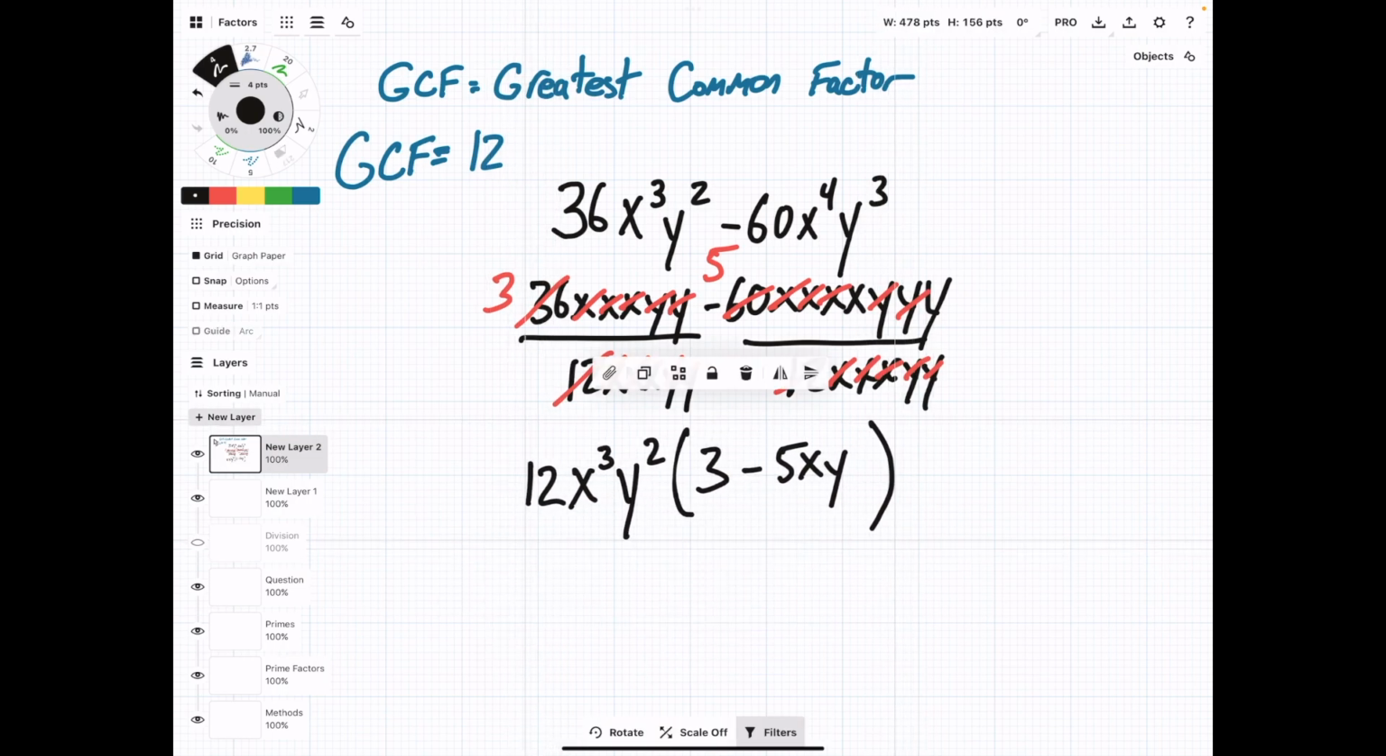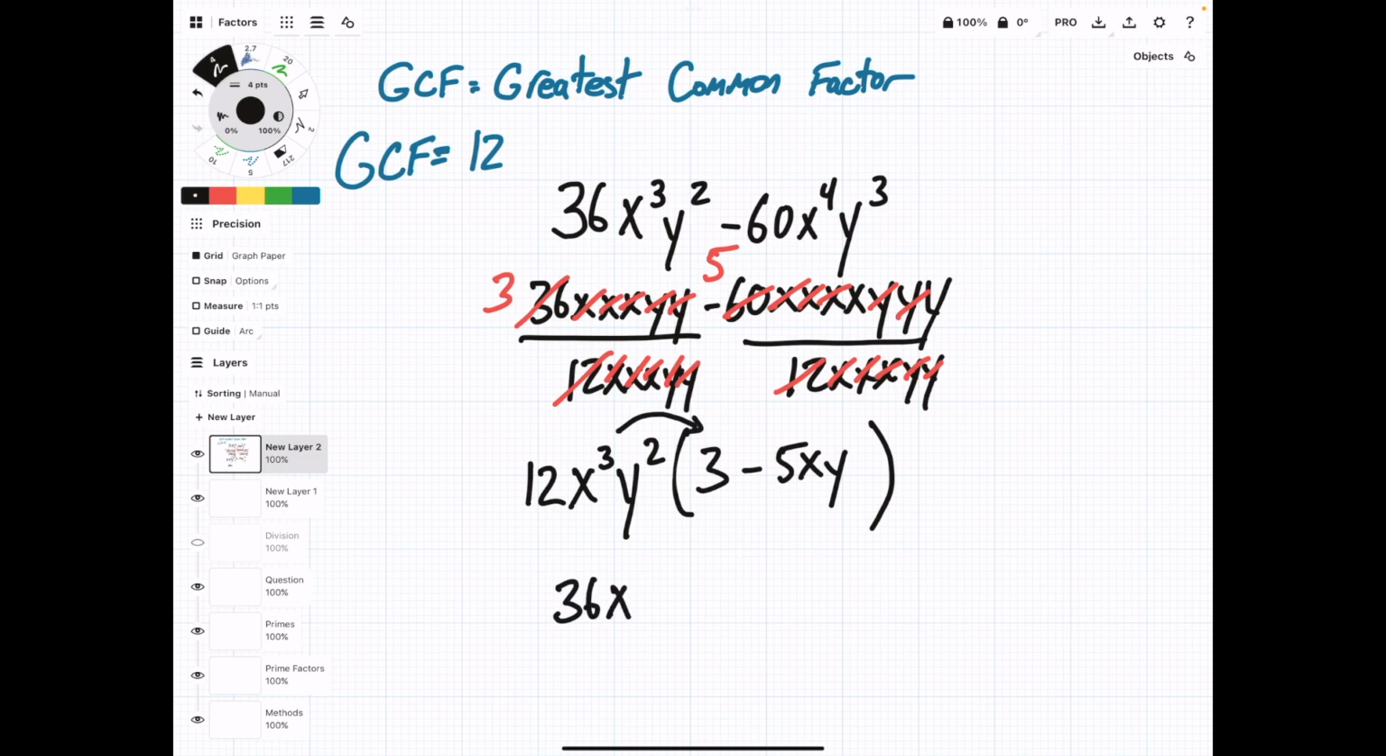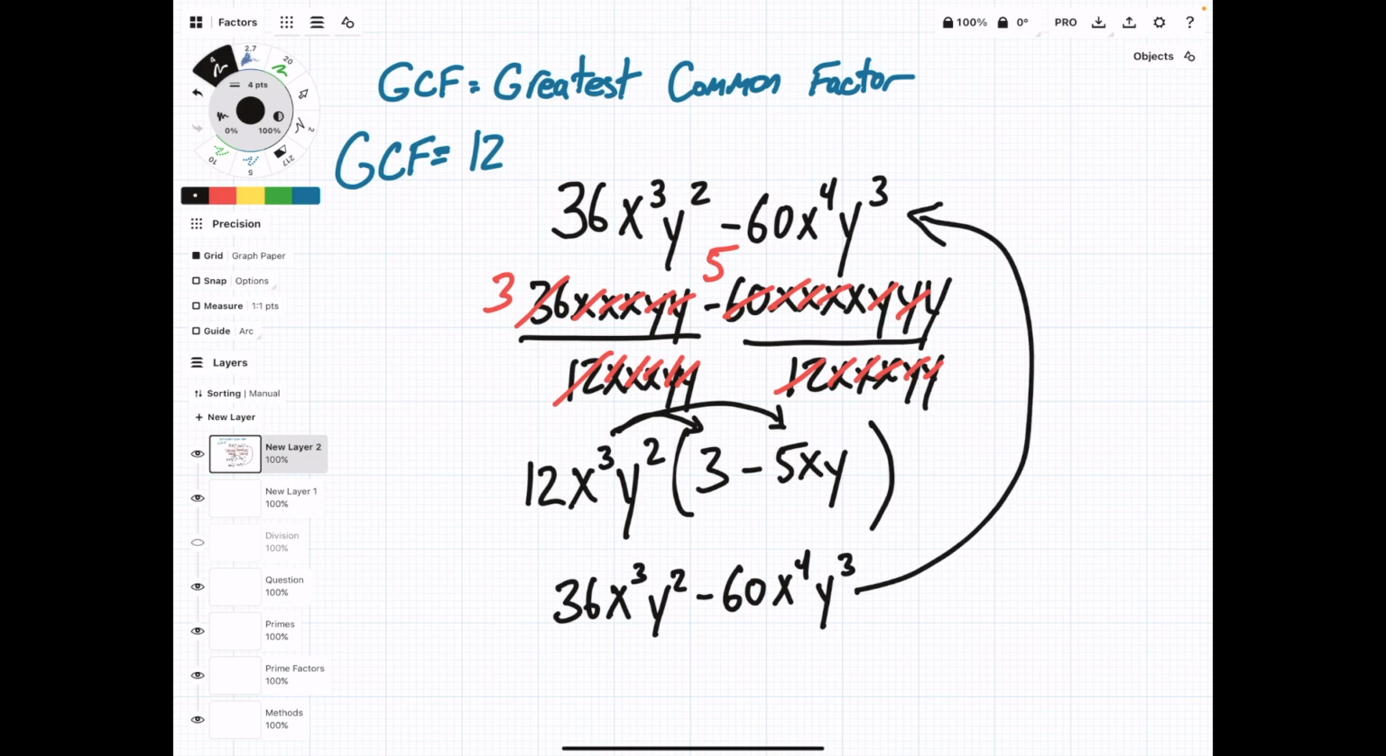So that doesn't look too bad. So now this is where the double check comes in handy. We can do this, 36x cubed y squared minus 60x to the fourth y to the third. And for sure that matches up. Sweet.